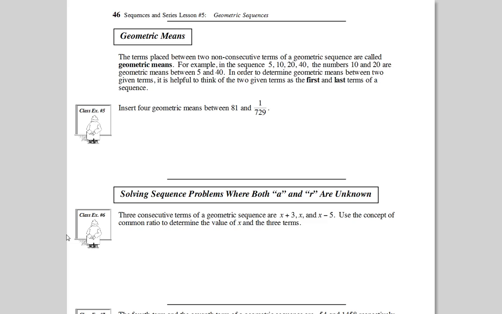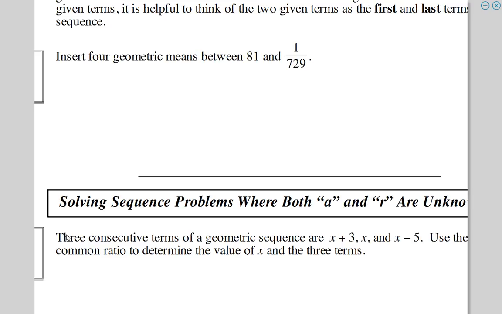Okay, geometric means. Remember this, geometric means? We did it with arithmetic, right? It was when you have to place a whole bunch in between. Okay, so let's insert 4 geometric means between 81 and 729. 1, 2, 3, 4.